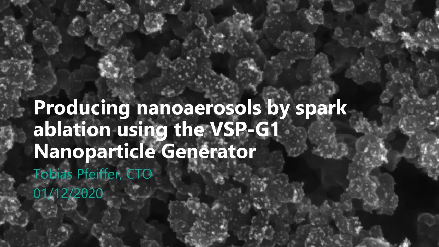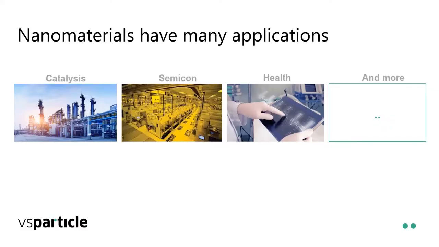I'm going to talk a bit today about producing nanoaerosols by spark ablation using our VSP G1 Nanoparticle Generator. As Andrea mentioned, there are many applications for nanomaterials, and most of the people that we work with focus on the materials themselves, right? So this is something tangible, something you could make and you can build on. And these materials then start having a function in another process.